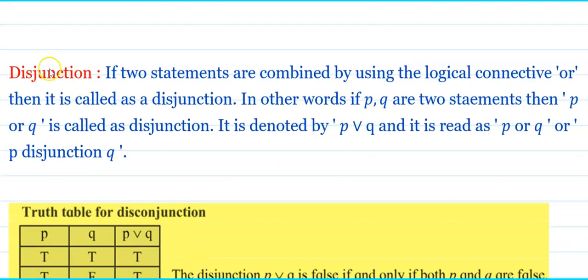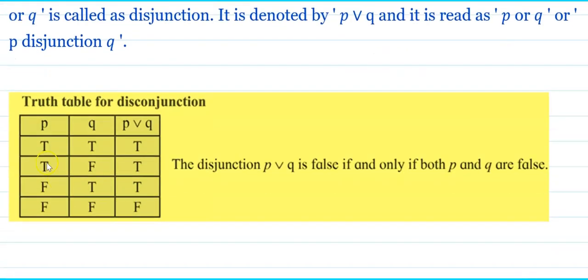Now the next, disjunction. If two statements are combined by using the logical connective or, then it is called a disjunction. In other words, if P, Q are two statements, then P or Q is called a disjunction. It is denoted by P or Q and it is read as P or Q or P disjunction Q. Here again P and Q are the same as the previous table: two times T and two times F, and Q is TF, TF.